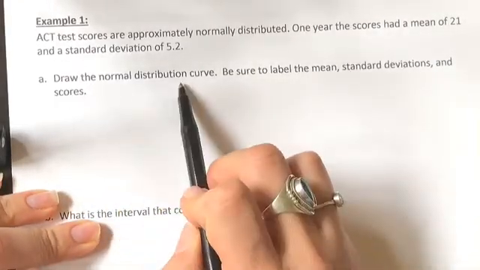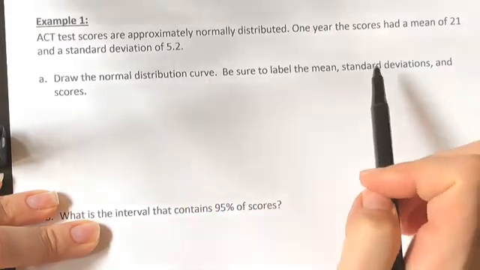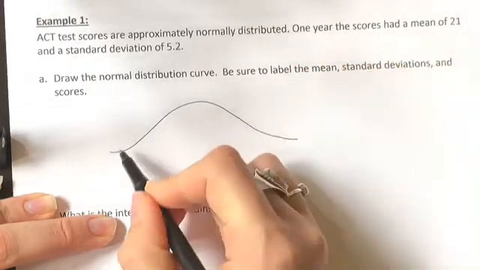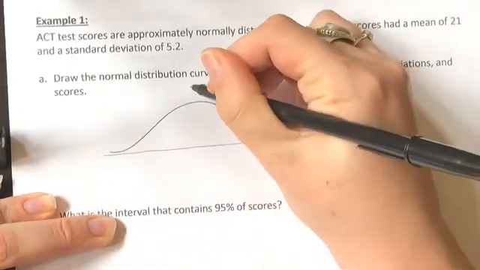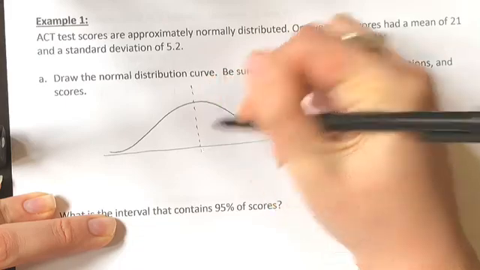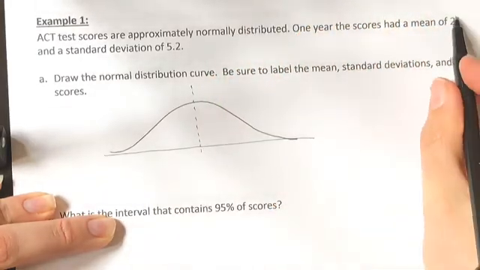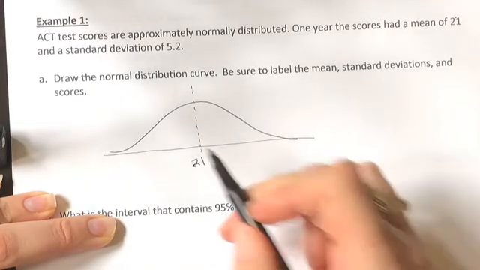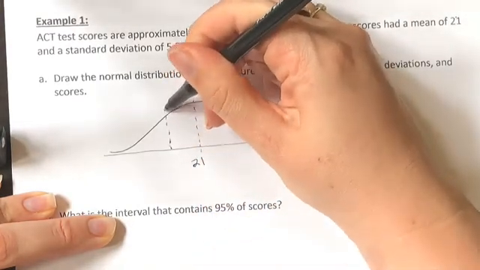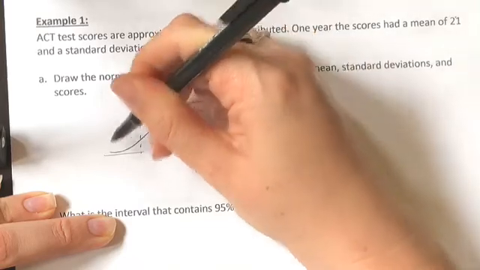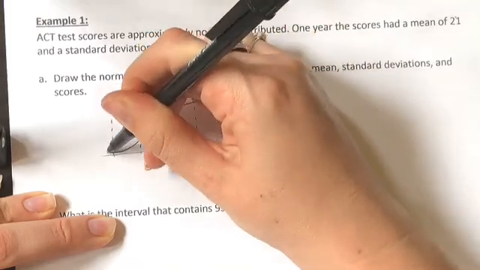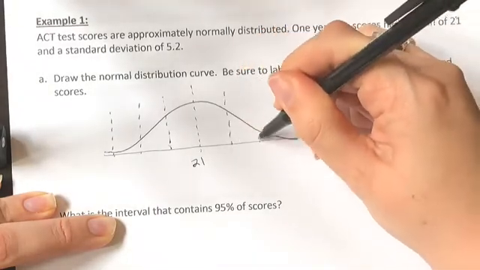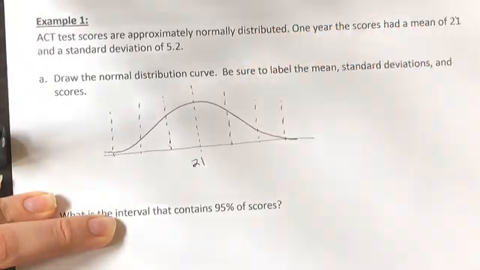So let's draw the normal distribution curve, and then we're going to label the mean, standard deviations, and scores. So we're just going to draw a little bell curve. Doesn't have to be anything fancy. But then the mean is going to go right down the middle. So they gave us that mean. They said it was a 21. And then now they want us to draw the standard deviations. So there's going to be 3 to the left. 1, 2, 3. And that third one kind of comes over by this tail. And then 1 to the right, 2 to the right, 3 to the right.